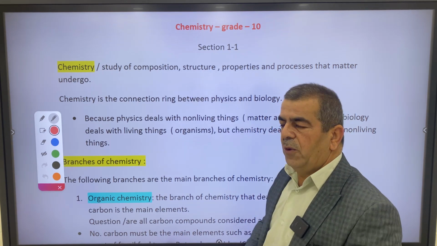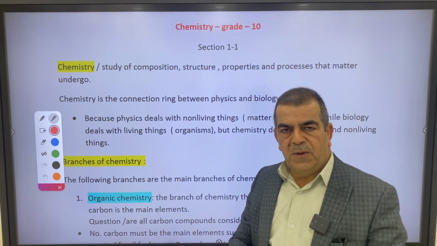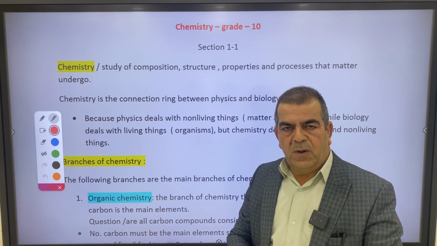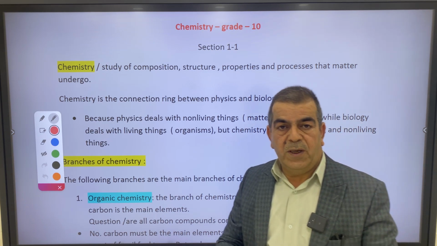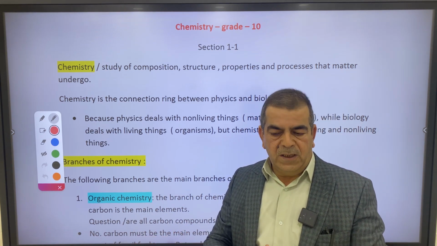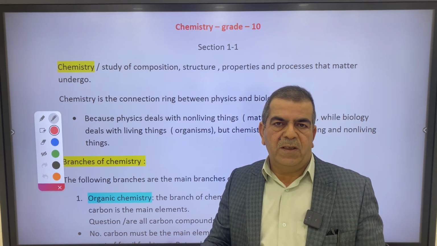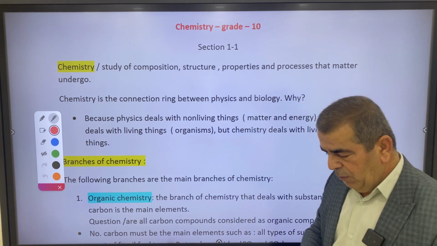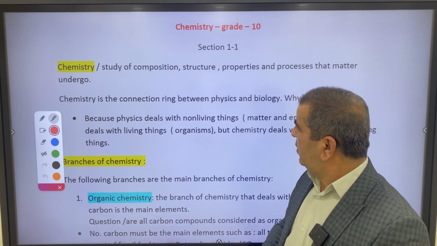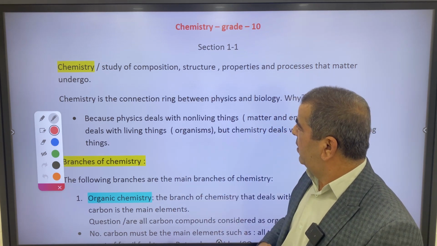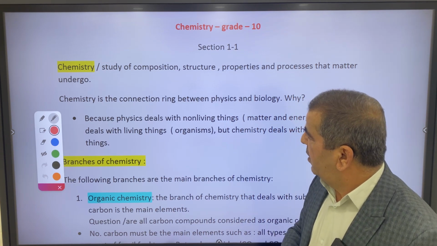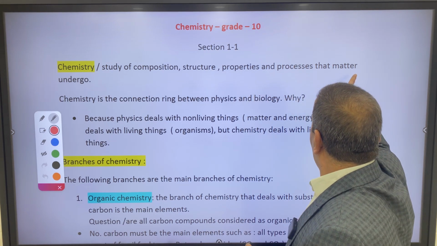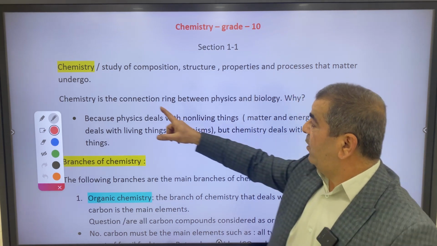Of course, atoms get bonded to each other to form compounds, and our bodies and the materials around us, most of them are compounds, which means they are made up of more than one element, whose atoms join to each other by what? By bonds. We will study this later, but today we will have a brief definition for chemistry. So: structure, properties, and processes that matter undergo.